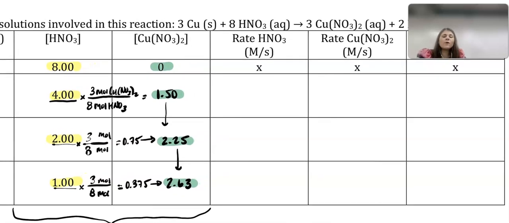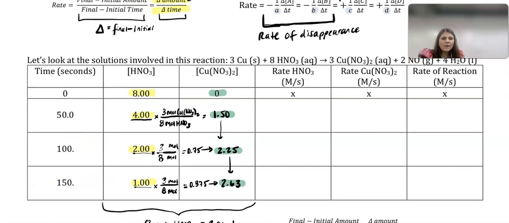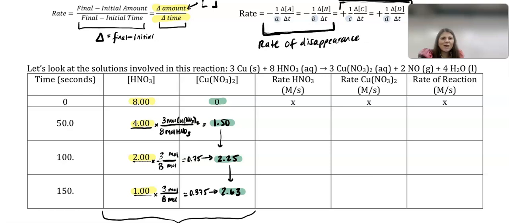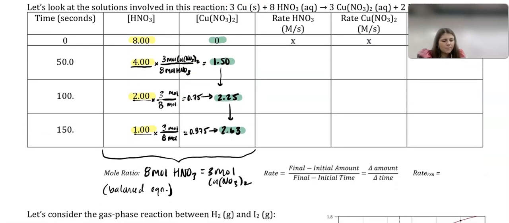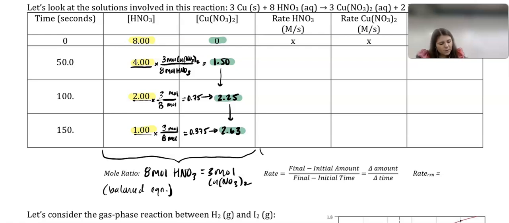All right. So now we're going to move on to the next 2 columns that talk about the rate of our chemical species. You will notice I have one for the rate of the reaction, which I'll talk about last, but now we're going to focus on figuring out what the rate of nitric acid was and the rate of copper 2 nitrate. As mentioned previously, we talked about figuring out rate, okay? We always do final minus initial for the amount, being the concentration, divided by final minus initial for time.